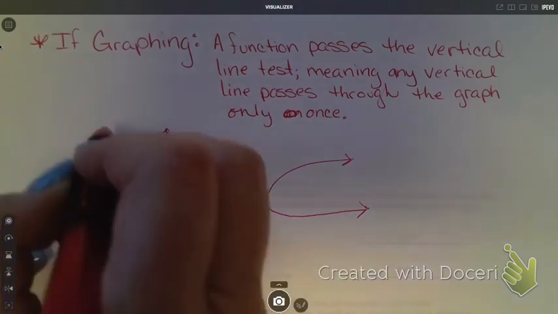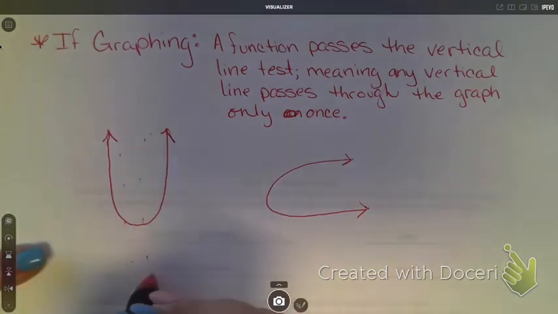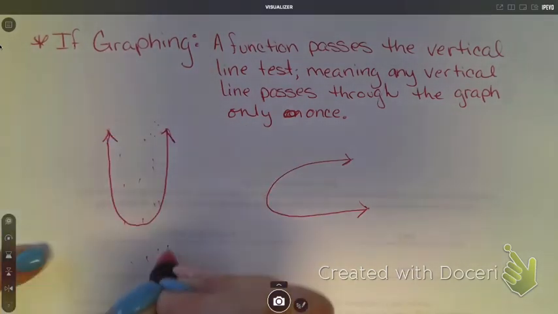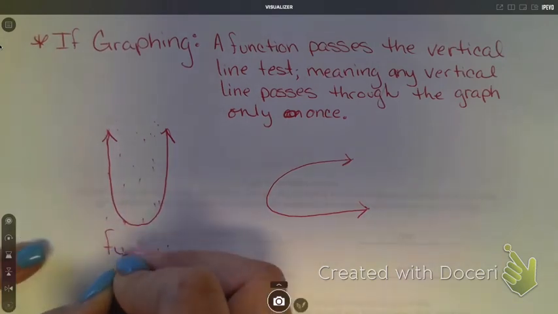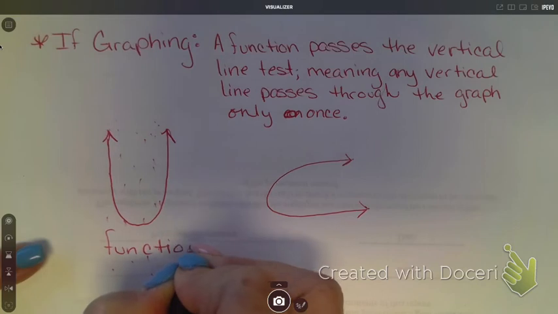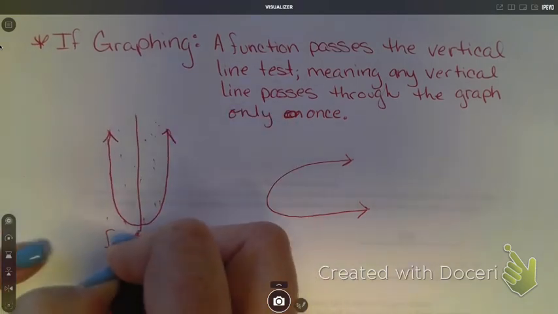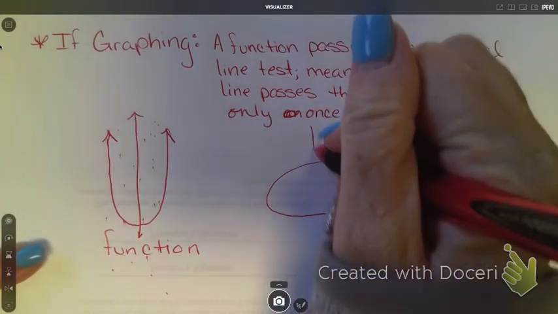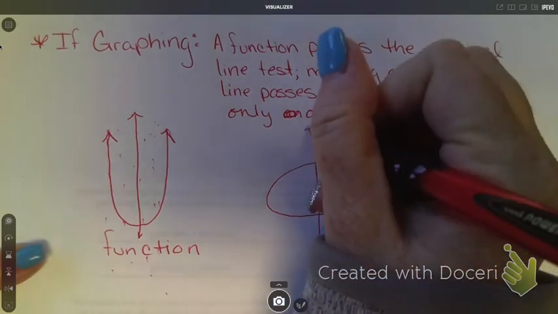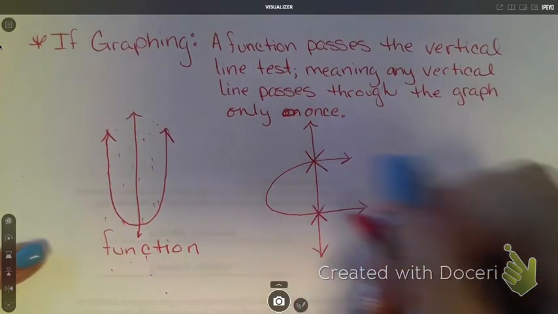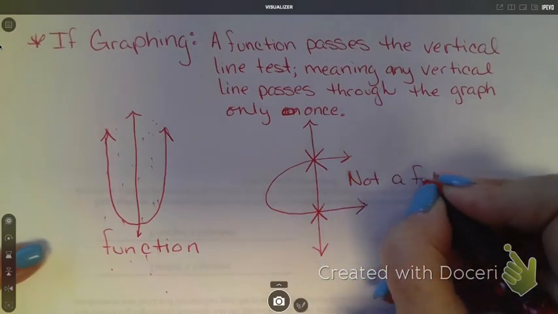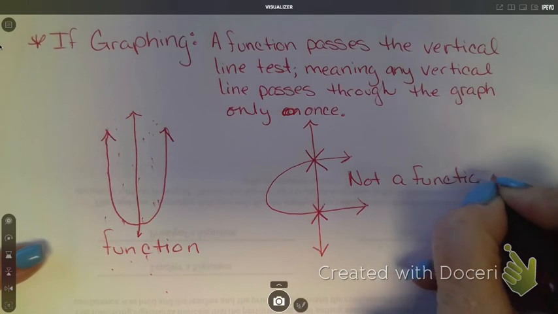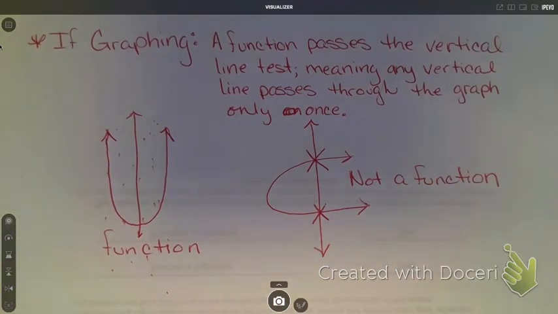So any vertical line I draw on this picture, how many times is it going to hit the graph? Once. So is this a function? Yes, it is a function because it passes the vertical line test. What about this one? No, because here and here, so it is not a function. So if I give you a graph, is it going to be really easy to tell whether it's a function or not a function?